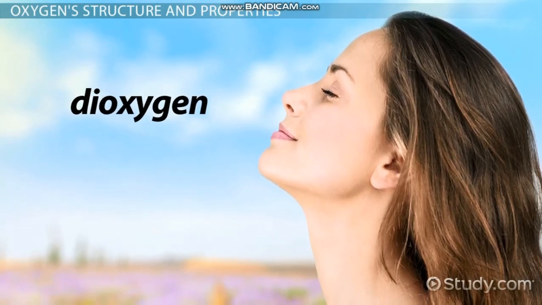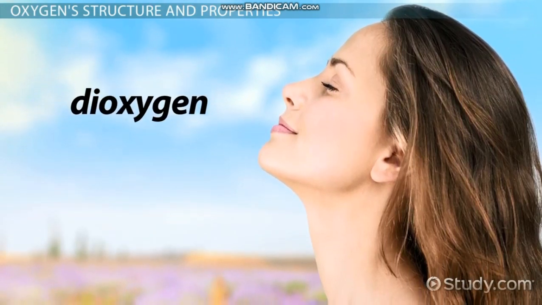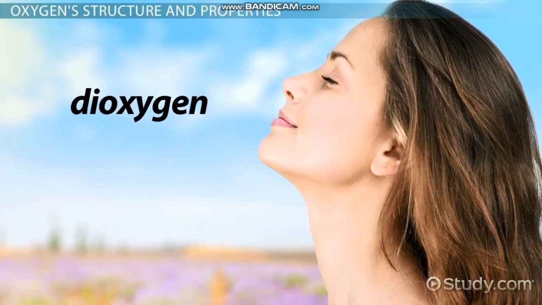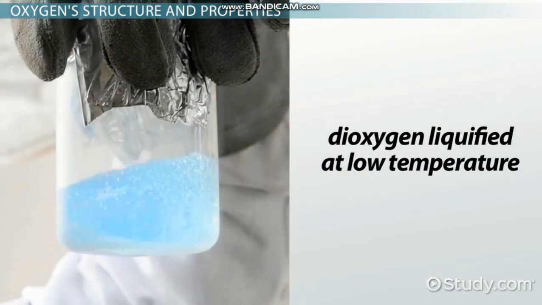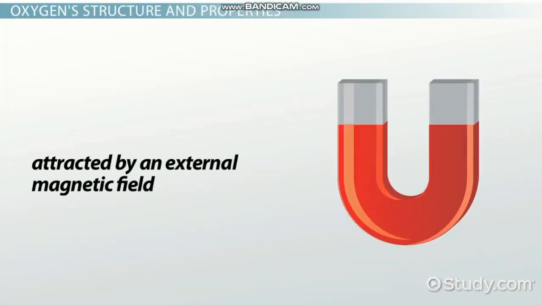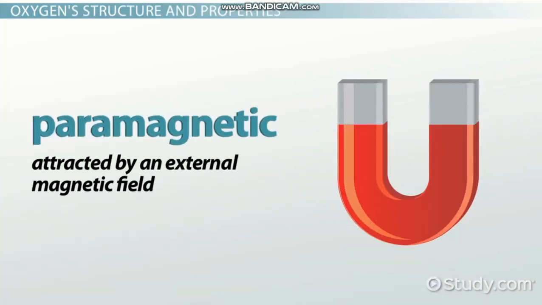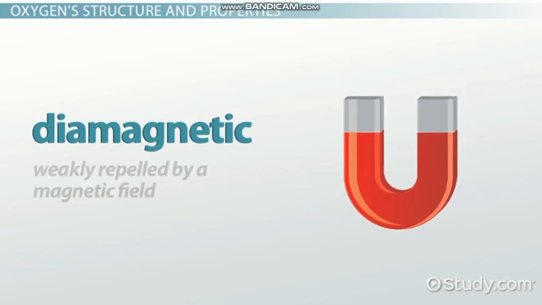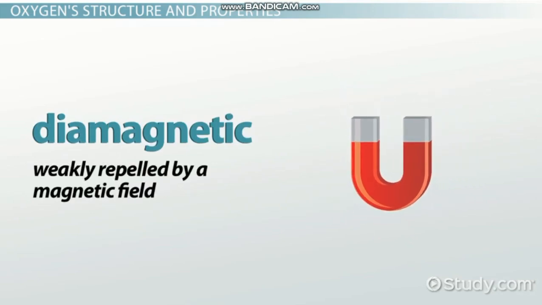Dioxygen, most often just called oxygen, is the most common form of elemental oxygen and the one you're metabolizing right now as you breathe. It's colorless, odorless, and tasteless, although when liquefied at low temperature it becomes a lovely pale blue. A stream of liquid dioxygen is attracted by an external magnetic field, so it's classified as paramagnetic. Diamagnetic materials are weakly repelled by a magnetic field.